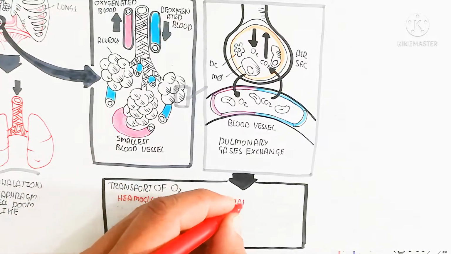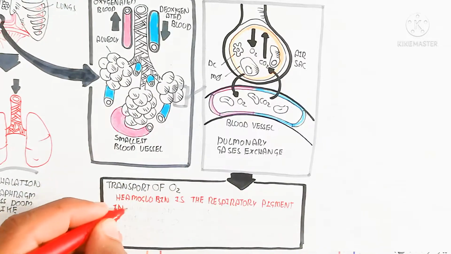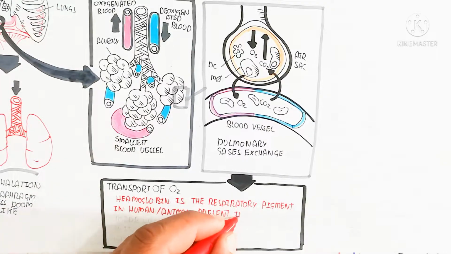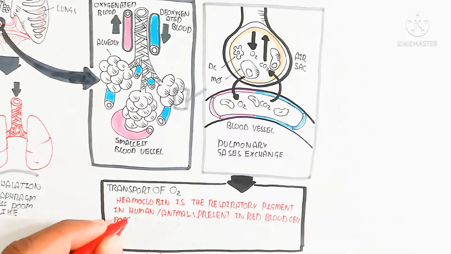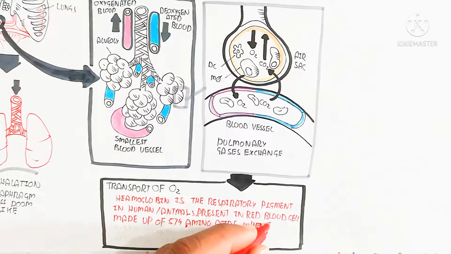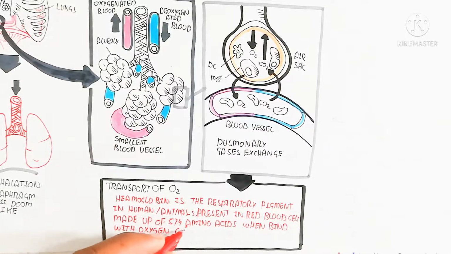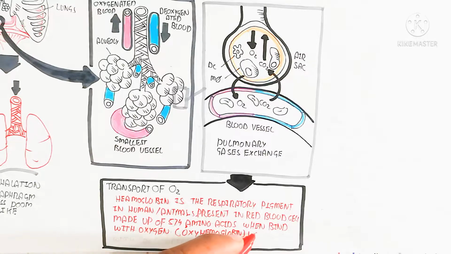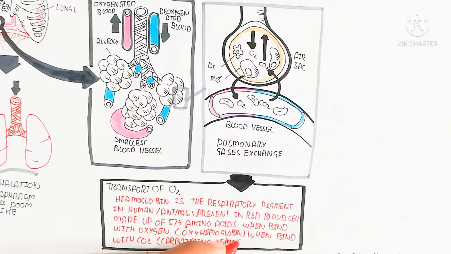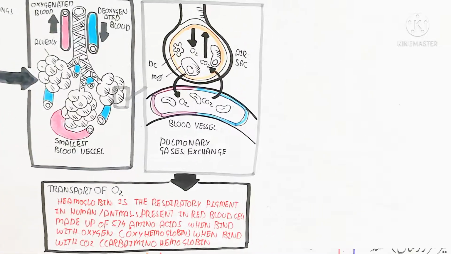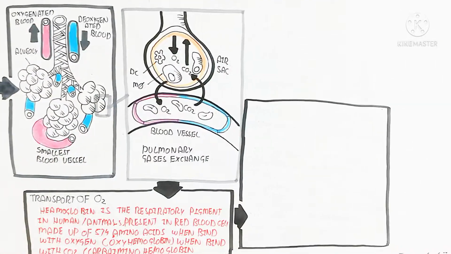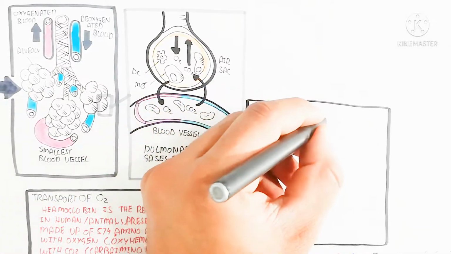This is an overview of pulmonary gas exchange. Let's begin to understand the transport of oxygen. Hemoglobin is the respiratory pigment in humans and animals, present in red blood cells, made up of 574 amino acids. When it binds with oxygen, it forms oxyhemoglobin, and when it binds with carbon dioxide, it forms carbaminohemoglobin. So this is the transport of oxygen, and we will also understand the oxygen and carbon dioxide affinity with hemoglobin.